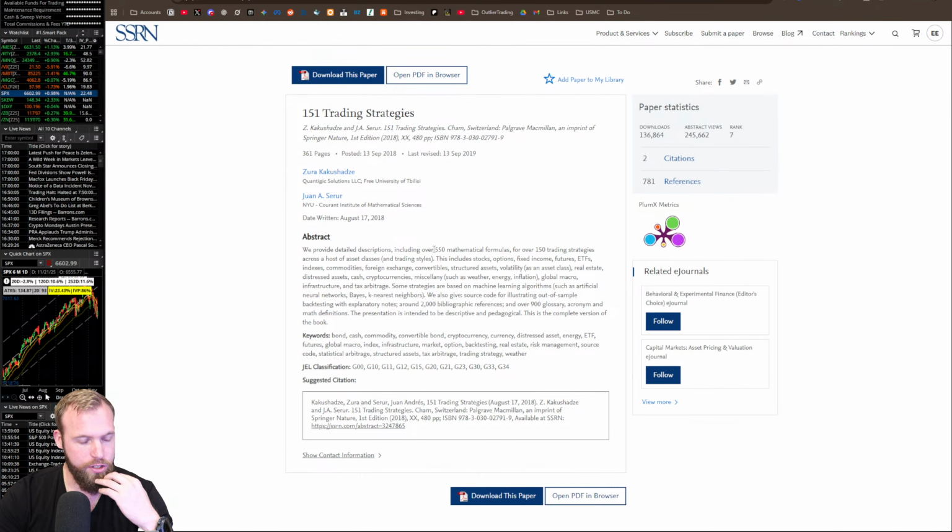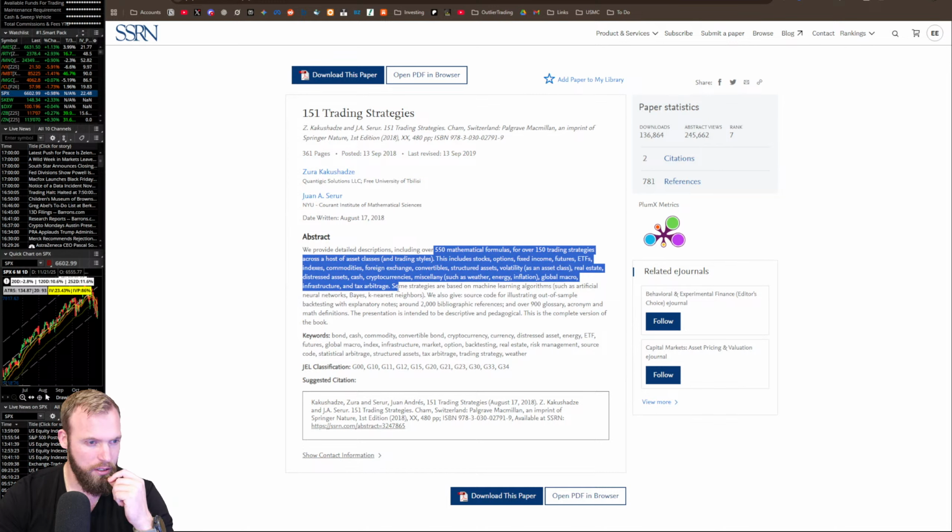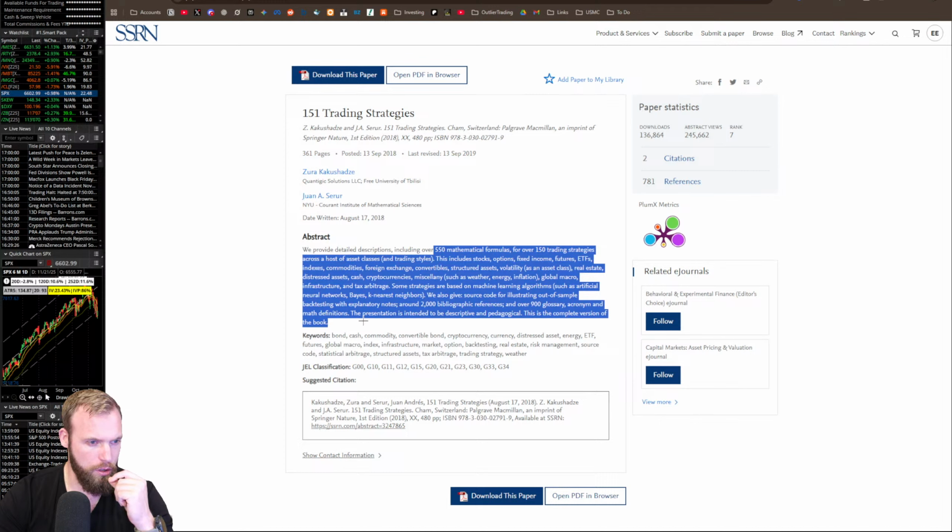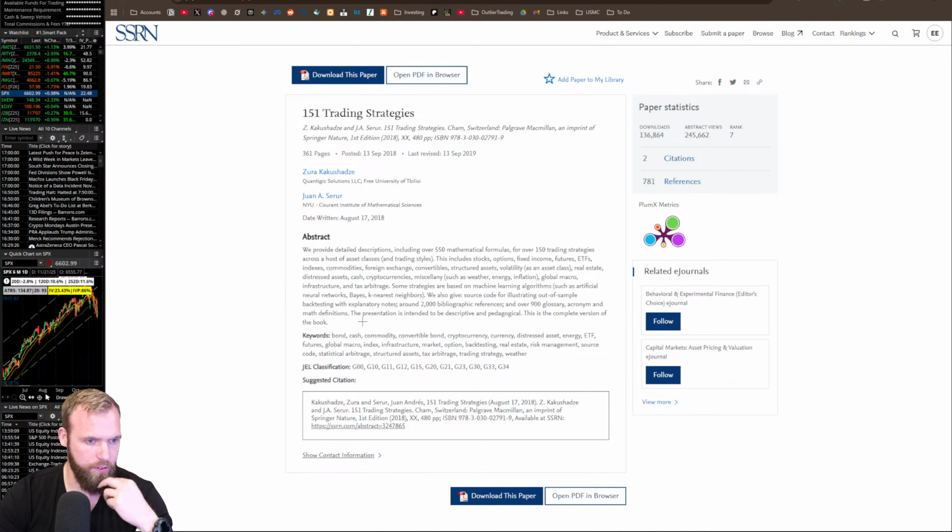So let's see. It says 550 mathematical formulas for over 150 trading strategies across different assets. And some strategies are based on machine learning. The complete version. So the presentation is intended to be descriptive and I don't know how to say this word.